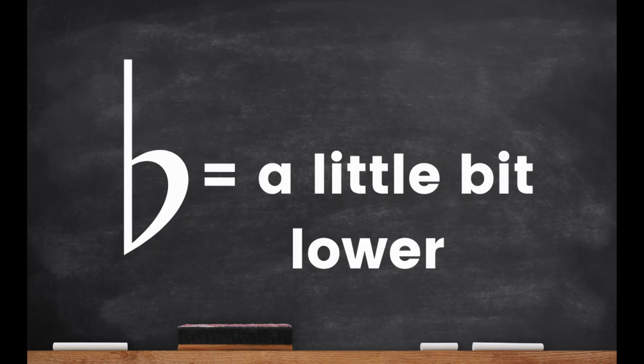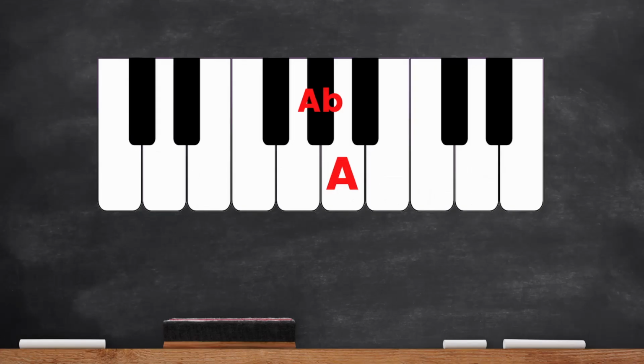A flat is the opposite of a sharp. It's a bit lower. So this is A, and just below it is A flat. But A flat isn't as low as the next natural note, G. So it's A, A flat, G.